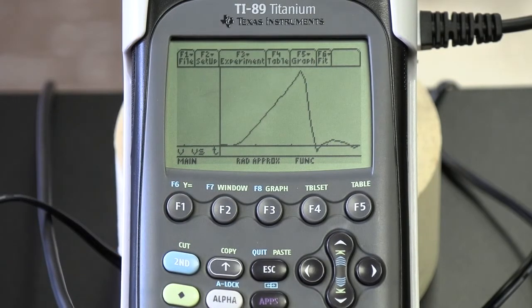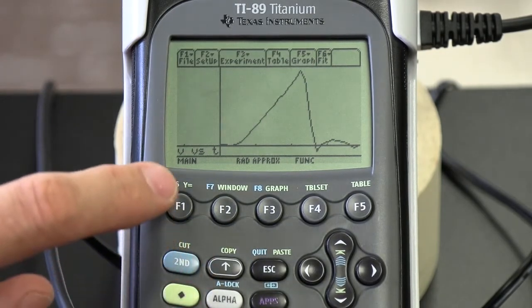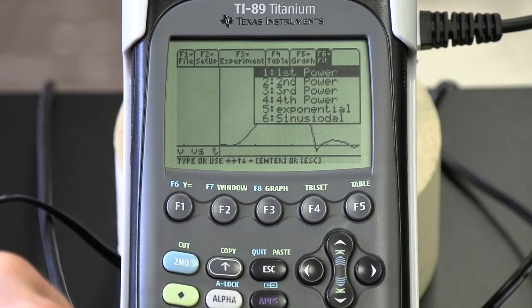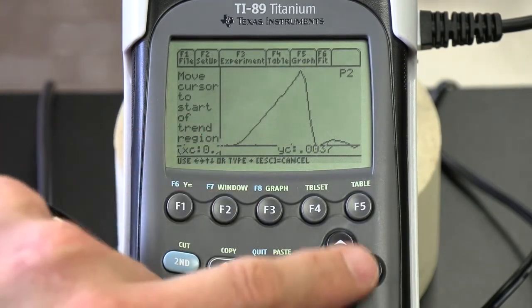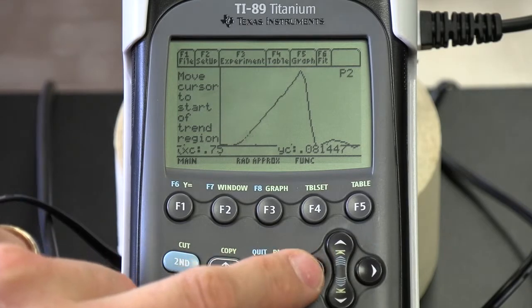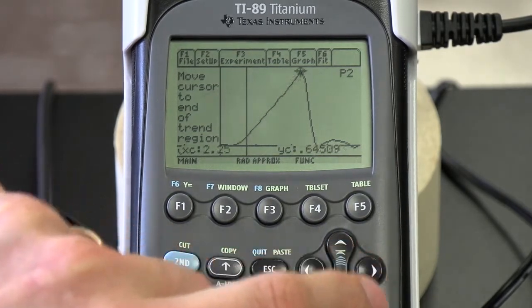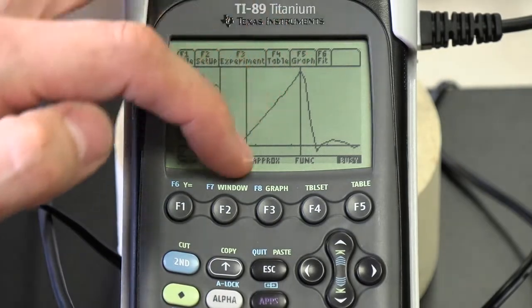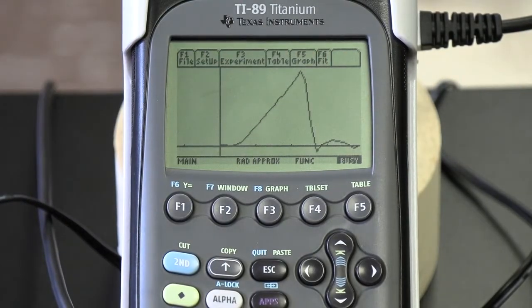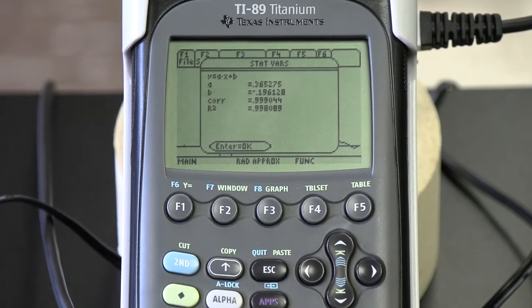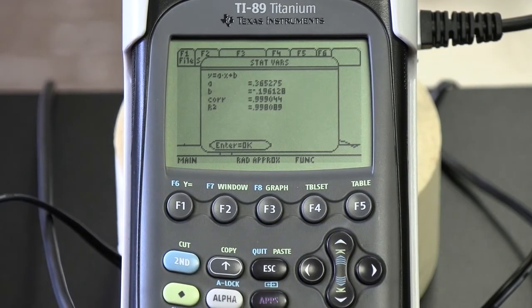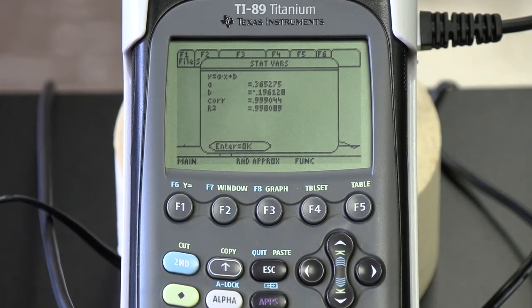Nice straight line. So we're going to now calculate the acceleration by calculating the slope of that line. So we'll tell the calculator to begin calculating, say right around there, and stop there. It's going to calculate the slope of that. And I see about 0.365, so I'll call that 0.37.